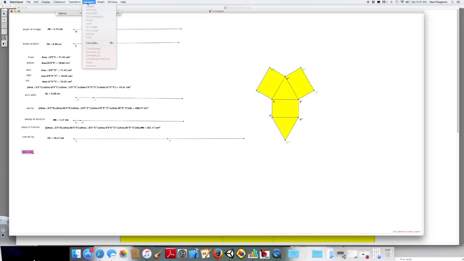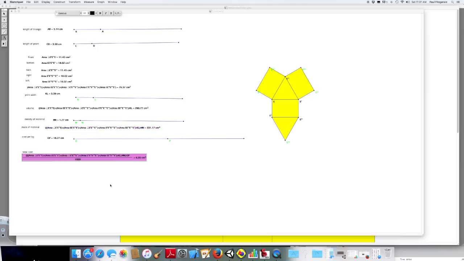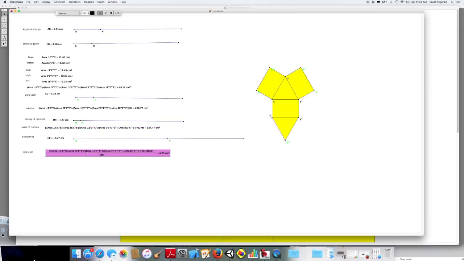So we're going to do a calculation, and we're going to say this mass of material times this price divided by 1,000, because it's in 1,000 grams or in a kilogram, and it would tell us that this print would cost us $6. So now we wanted to optimize this. We knew we wanted it to be around $20.